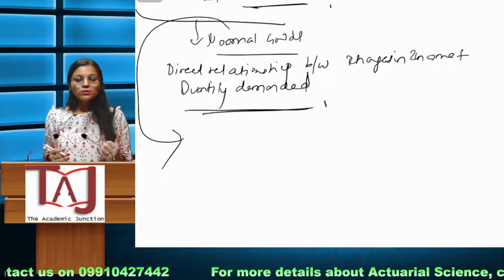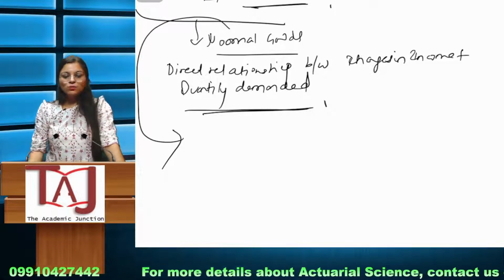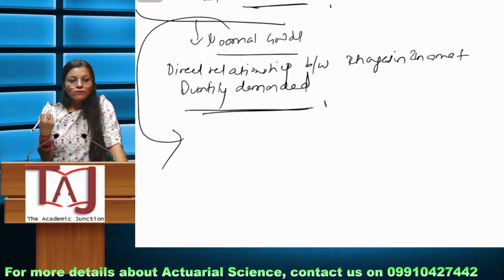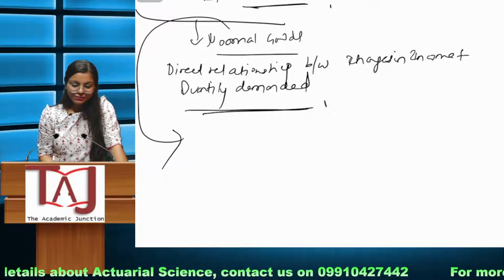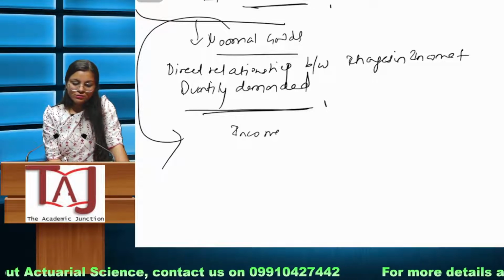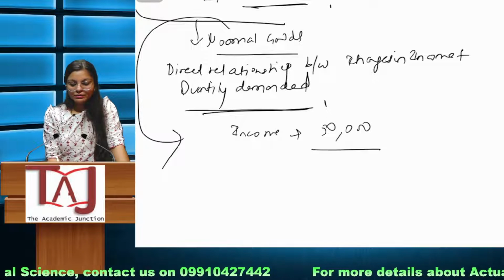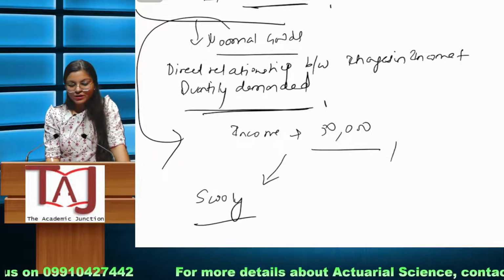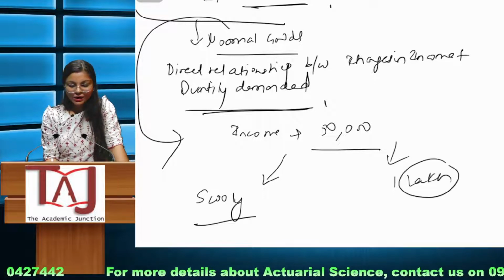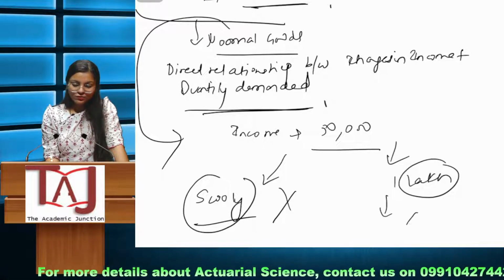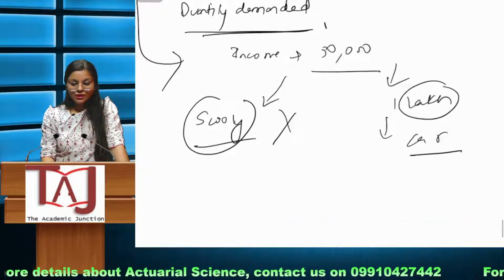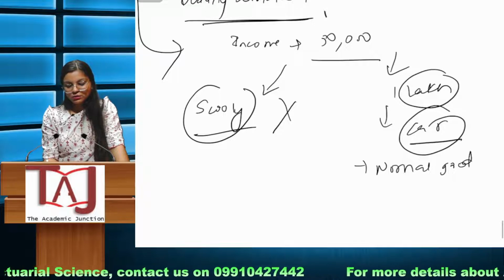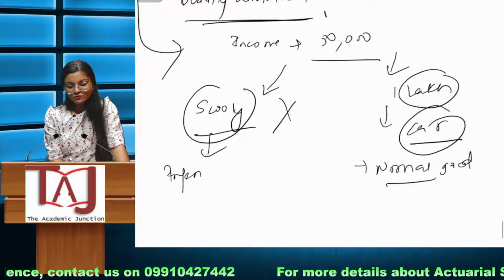What are examples of normal goods? Now, you need to understand the case of normal goods. What exactly is a normal good? Normal goods are those goods which you consume more when your income rises. For example, earlier my income was 50,000 and I used to travel by scooty. Now my income has risen to 1 lakh. I will not purchase a scooty now. I will go for a car. So that means car becomes a normal good for you and scooty becomes an inferior good for you.